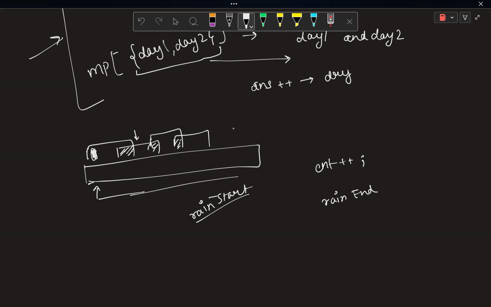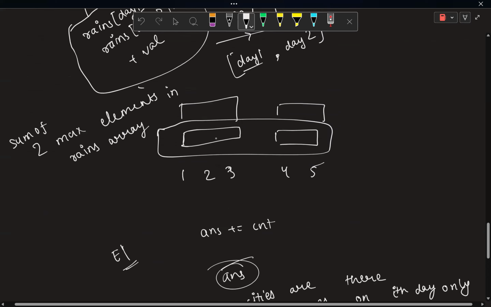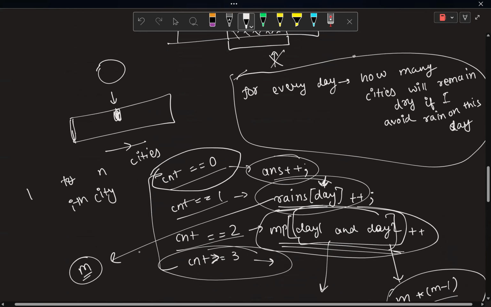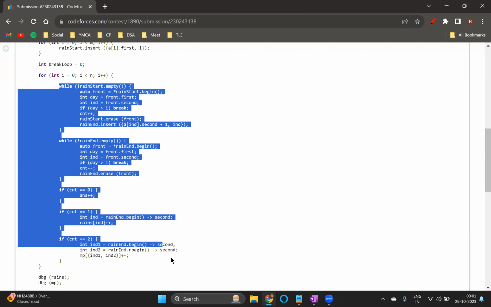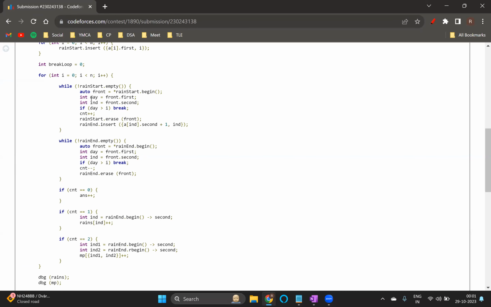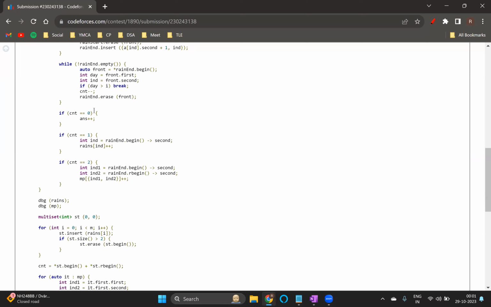It is something similar to array difference. And just do this part. At every point, you would know how many days there are on which rain will happen on the ith city. And if CNT is 0, 1, 2, you can just compare this part. I think my implementation would look a little weird to you because everyone has a different way of writing. So I would suggest you do it yourself, but this is a hint of what I did here.